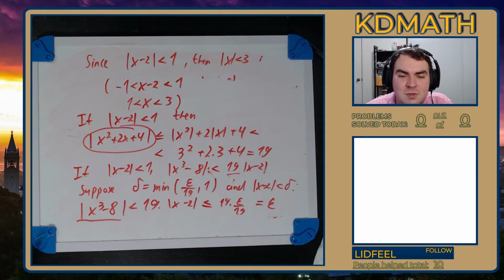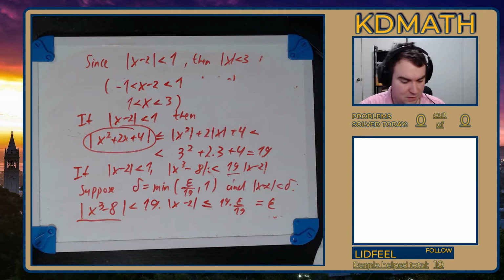And now, because the absolute value of x was less than 3, the absolute value of x squared plus 2x plus 4, after you apply the triangle inequality in the middle of that board, is less than or equal to 3 squared plus 2 times 3 plus 4, which equals 19. That's where the 19 itself came from.